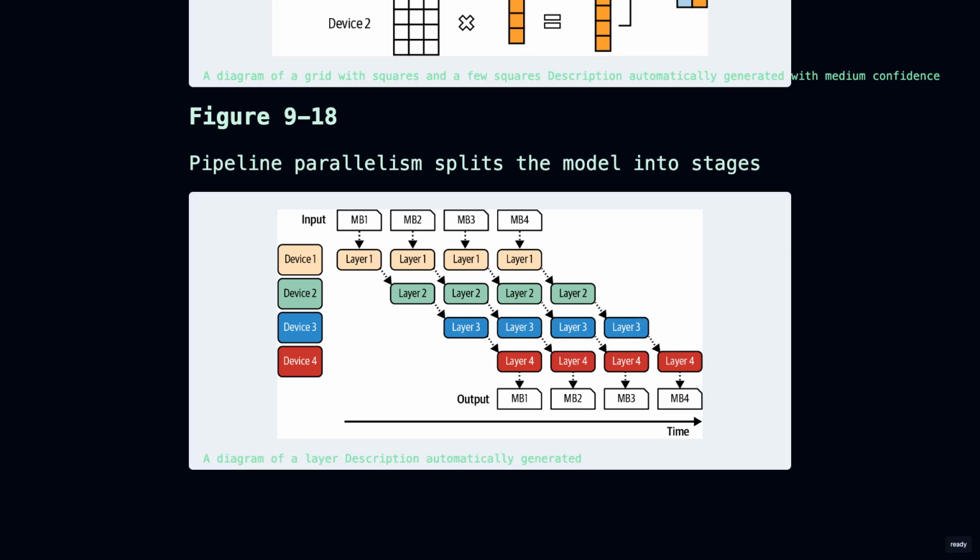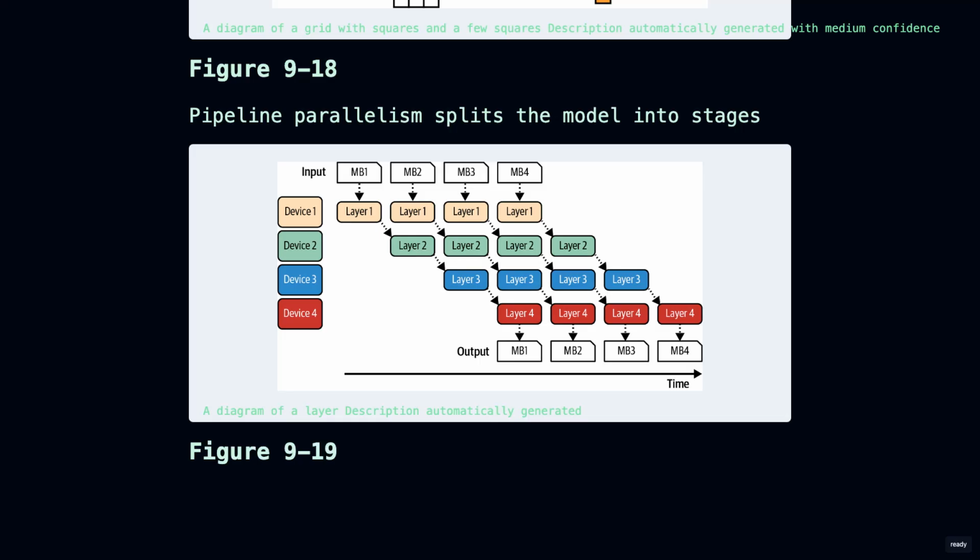Here the model is broken into a pipeline. Notice how work flows from one stage to the next, so devices can be busy at the same time instead of waiting for a single machine to finish everything. The point of the figure is the overlap. Once the pipeline is filled, multiple microbatches can be in flight across different stages at once.